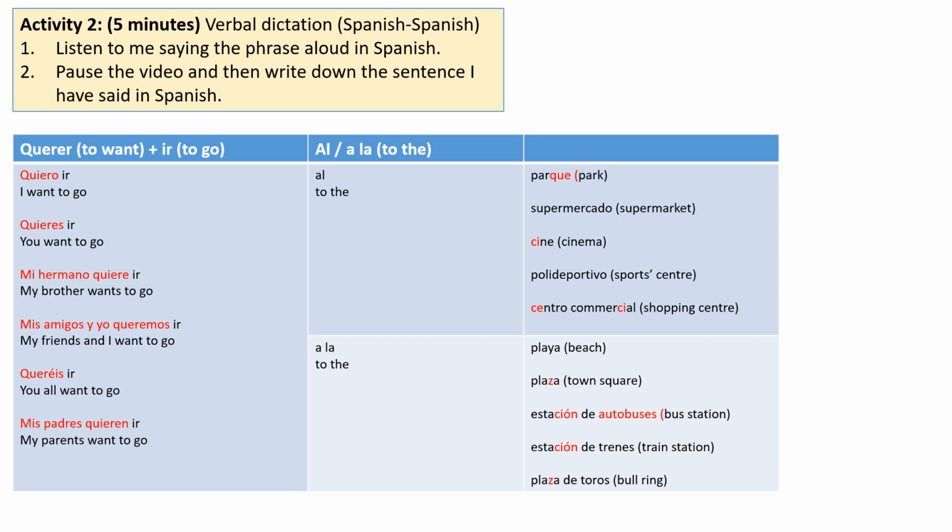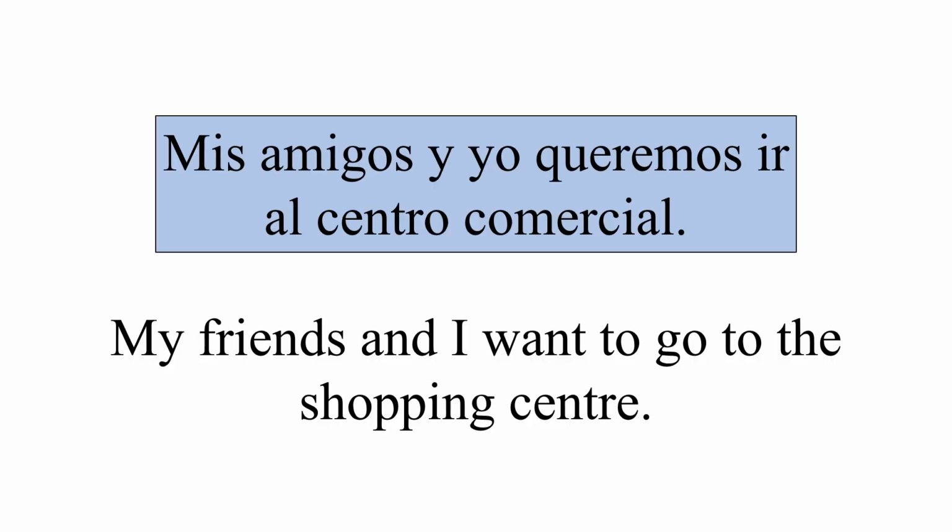Pause your video to write that down, please. Okay, so you should have written: mis amigos y yo queremos ir al centro comercial. And please make sure you've only got one M in your comercial. Remember, in English it's two, in Spanish just the one.